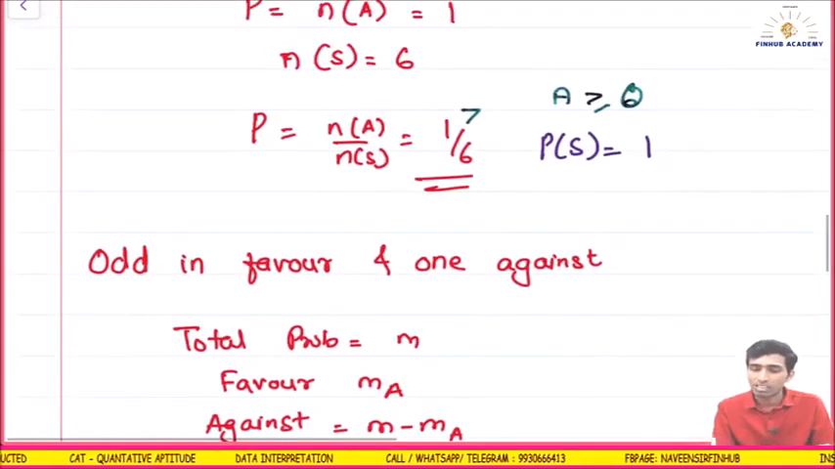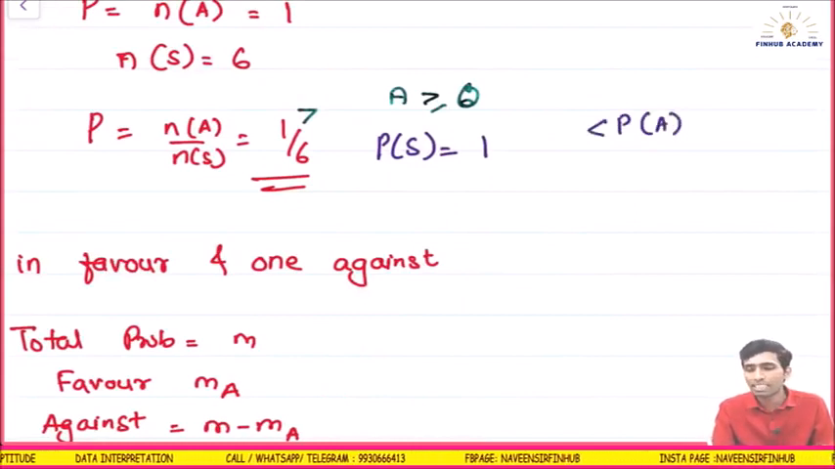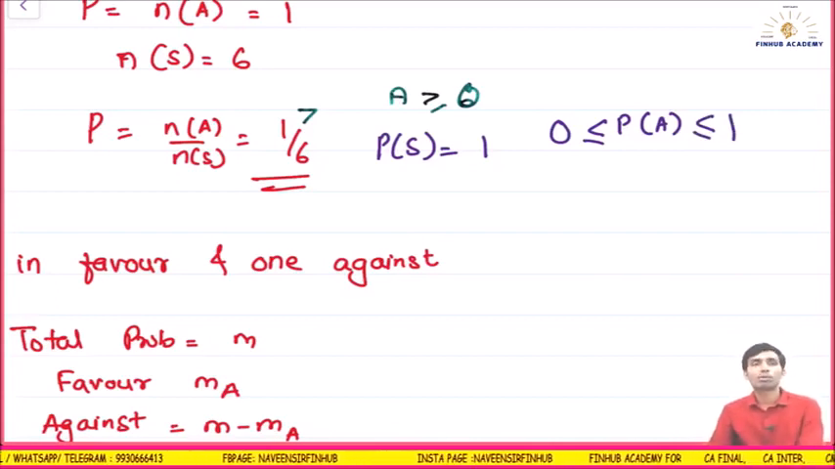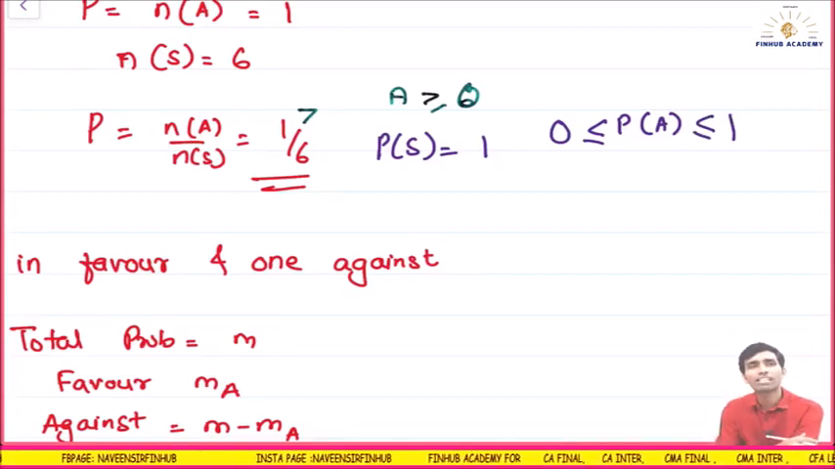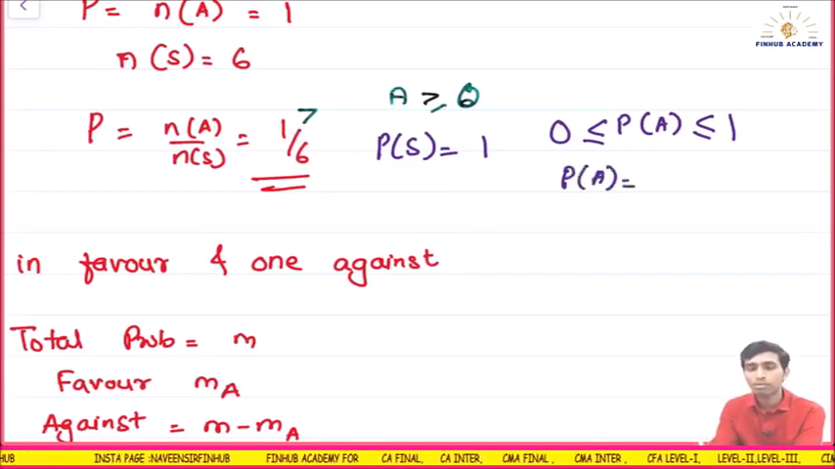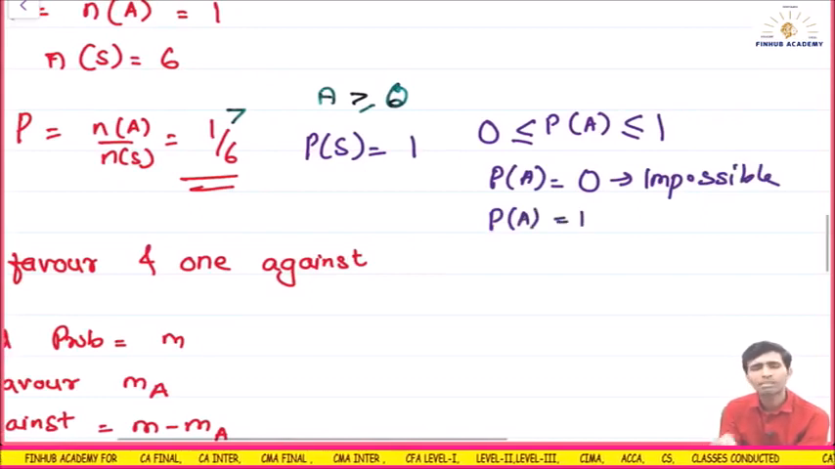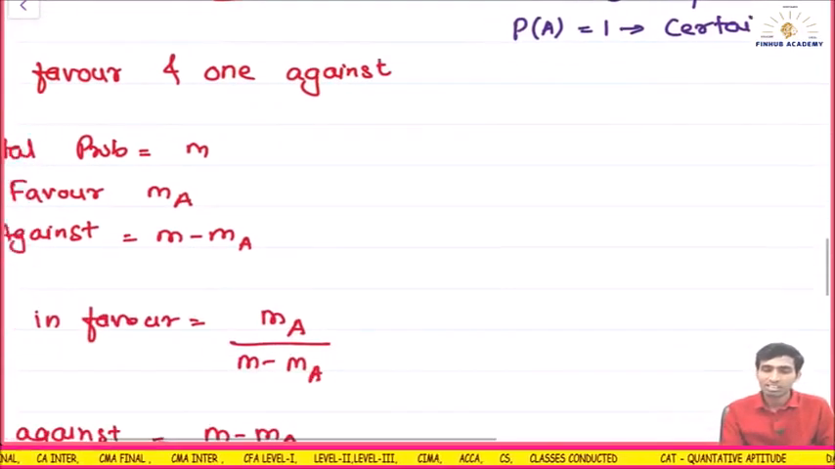So what does this imply? That probability of A will always be greater than or equal to 0, and it should be less than or equal to 1. If it is not the case, then there is some problem. Probability of A equal to 0 means what? If the probability of A is 0, it is an impossible event, it can't happen. Any probability you calculate that is 0 is an impossible event, correct? And if the probability of A is equal to 1, that means 100%, it's a certain event. We have done all this.